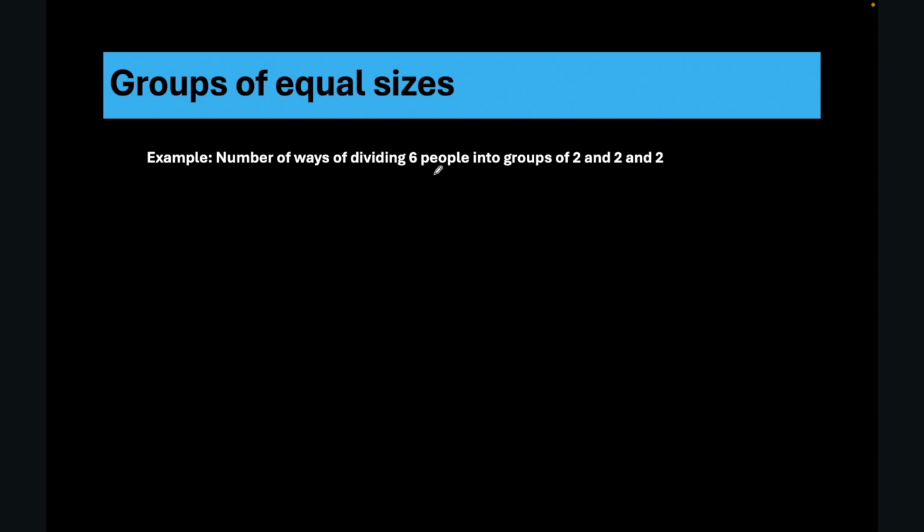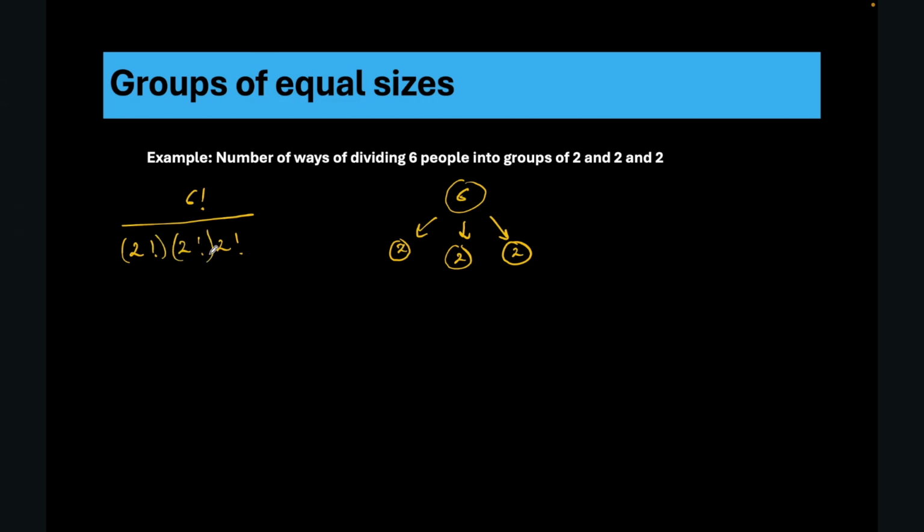Like I said, I have the example of six people into groups of 2, 2, and 2. Now, if we start off by using the same method we did in the unequal sizes, then we would have 6 factorial by 2 factorial by 2 factorial by 2 factorial. Now, this is being repeated 3 times, so I'm going to divide it by another 3 factorial. That's what I'm going to do.